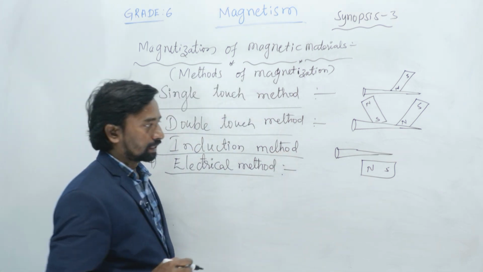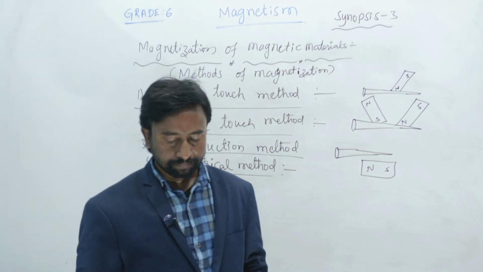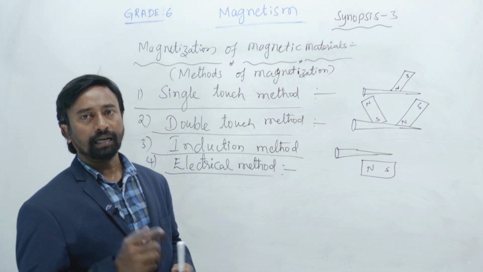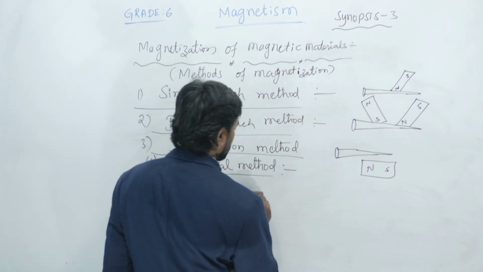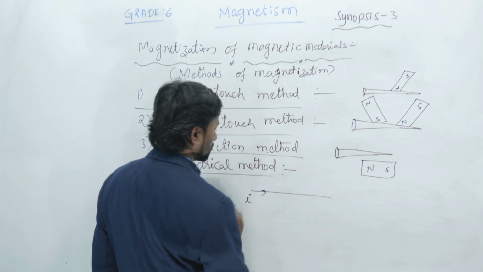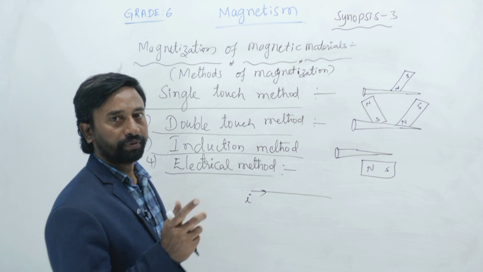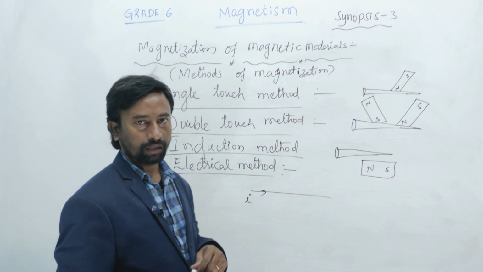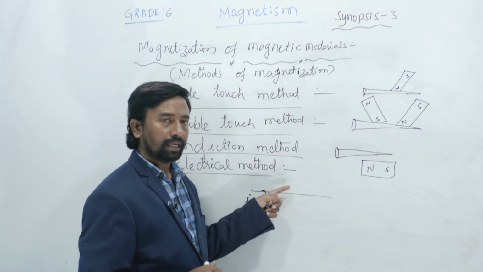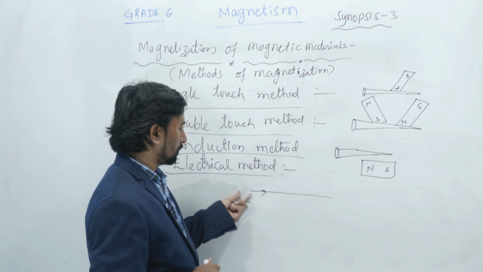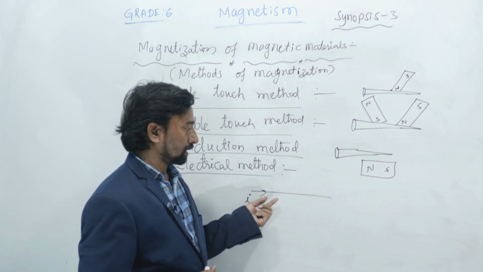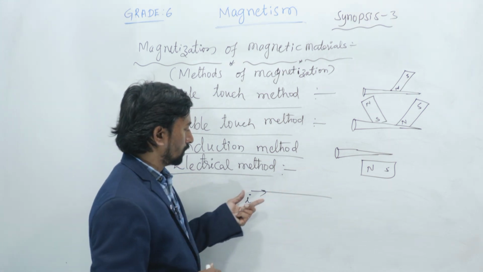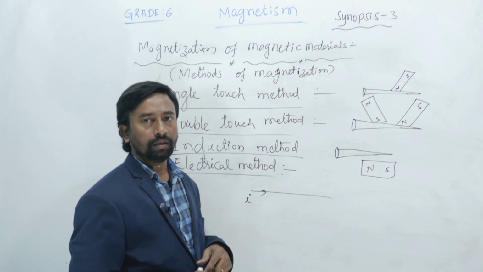The next one is the electrical method. In this electrical method, we have seen the electromagnet. Whenever an electric current passes through a conductor, two effects take place on the conductor: the heating effect and the magnetic effect. If the current passes through it, there is a heating effect, and if you touch the metal conductor it will be heated. Along with the heating effect, there is a magnetic property around this conductor.